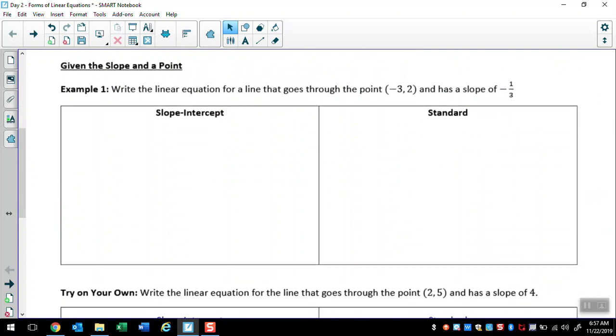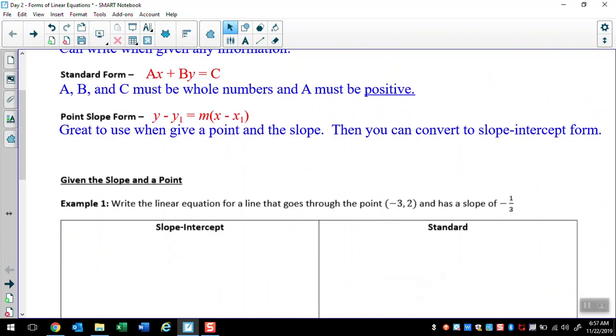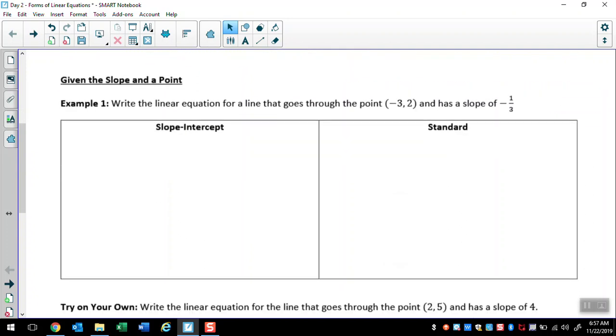All right, so example 1, we're going to write the linear equation for a line that goes through the point (-3, 2) and has a slope of -1/3. Because they gave me a point and the slope, I'm going to use point-slope form first. So I'm going to start by writing that down. And I'm going to now substitute in my values, the (-3, 2) and the -1/3. So -3 is my x1, 2 is my y1, and then the -1/3 is my m. There's my 2 for my y value, my -3 for the x value, and the -1/3 for the slope.